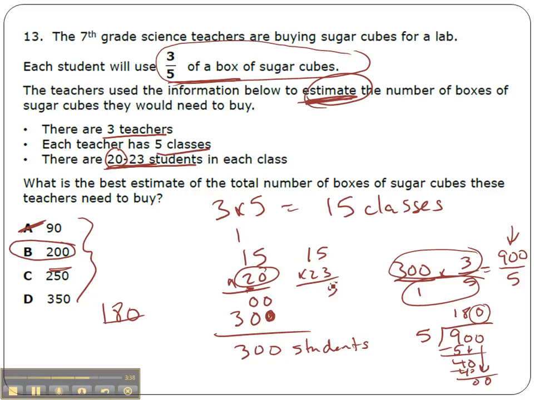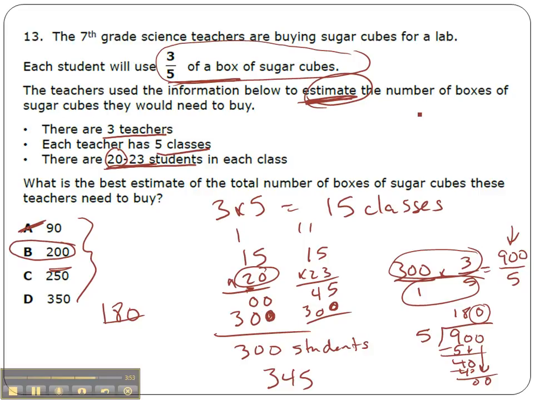5 times 3 is 15, carry the 1. 1 times 3 is 3, plus 1 is 4. 0 placeholder, 5 times 2 is 10, carry the 1. 1 times 2 is 2, plus 1 is 3. So our high estimate of students would be 345.